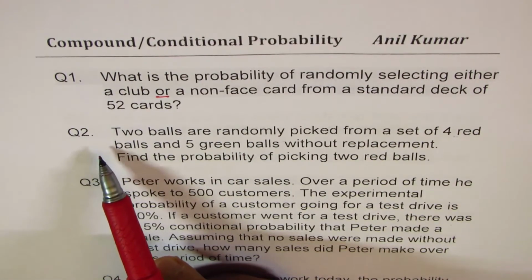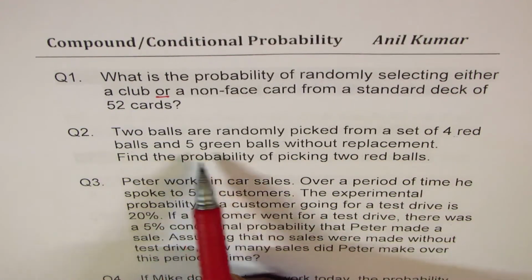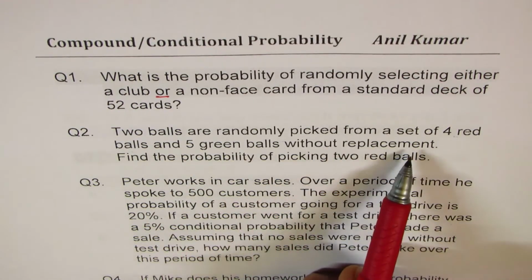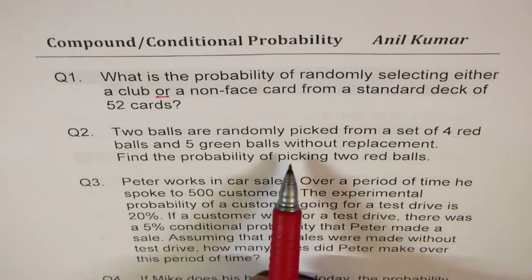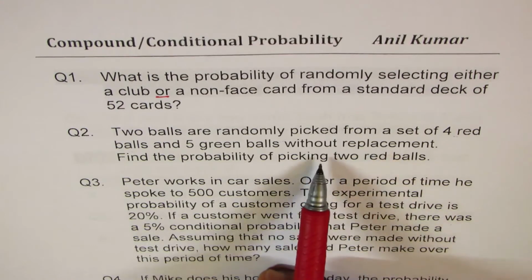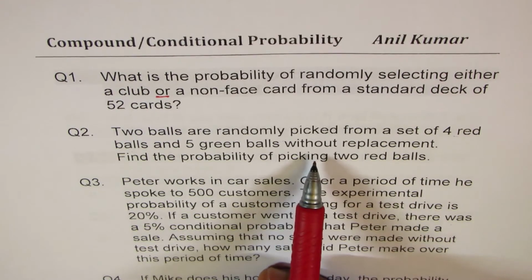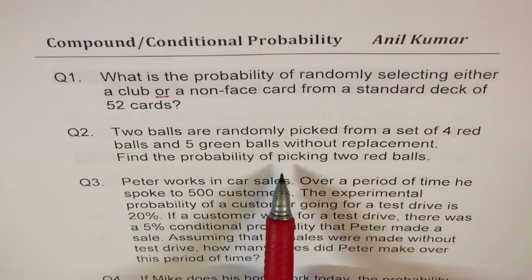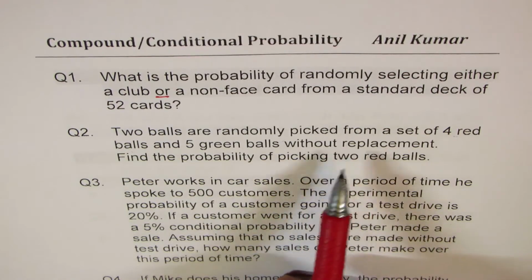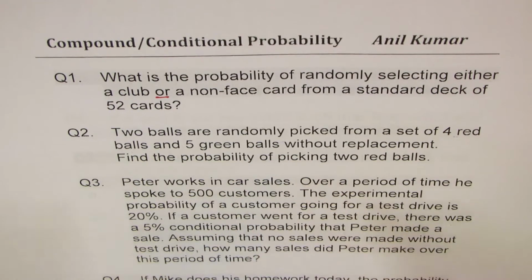In question number 2, two balls are randomly picked from a set of 4 red balls and 5 green balls without replacement. Find probability of picking 2 red balls. Now this is without replacement, so it's a case of independent or dependent. What do you think? While it is case of dependent event, the sample space changes. The probability of second red ball is different from the probability of the first red ball. So you have to take care of that while answering.